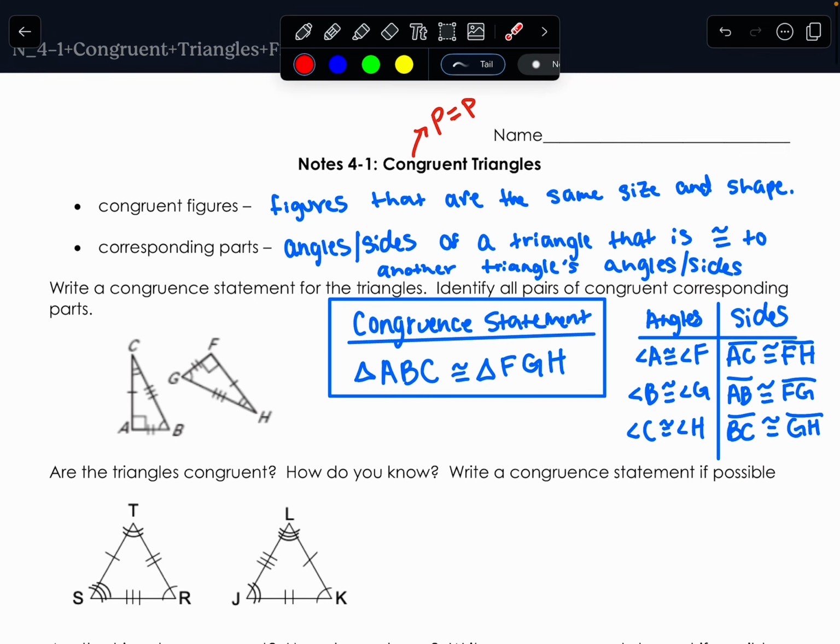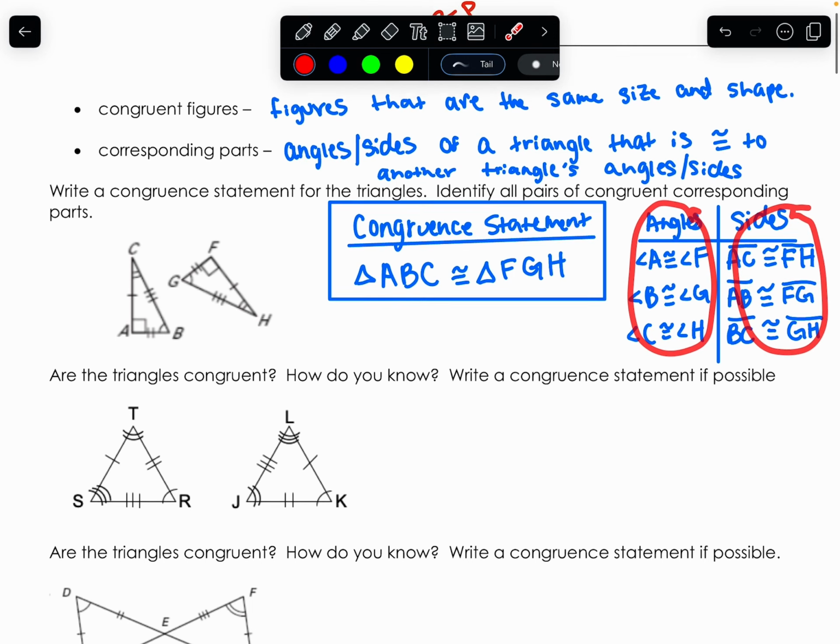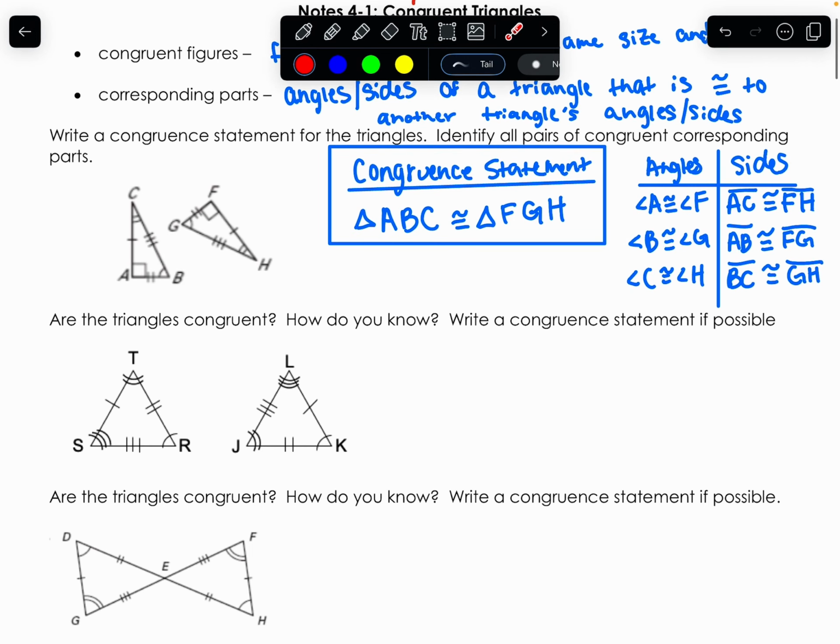Alright, and for triangles to be congruent, all angles have to be congruent to each other, and all sides have to be congruent to each other. So that leads us into our next example. Are these triangles congruent, and how do we know? So let's see. Do the corresponding parts match up? And if they do, then we'll write a congruency statement.